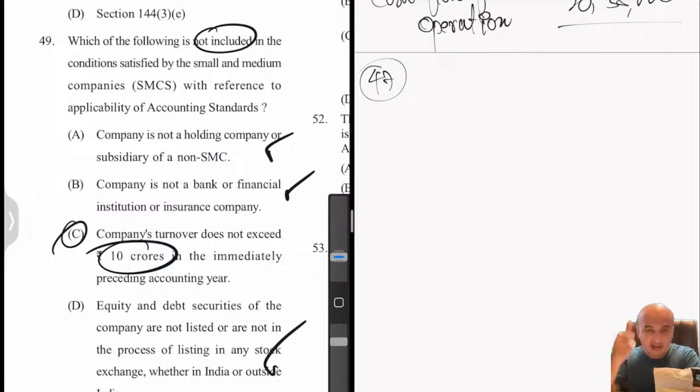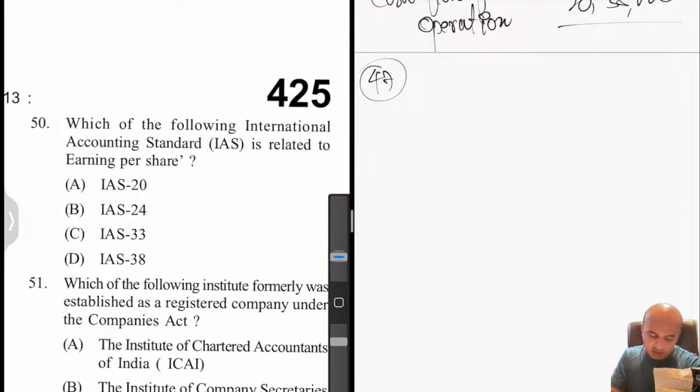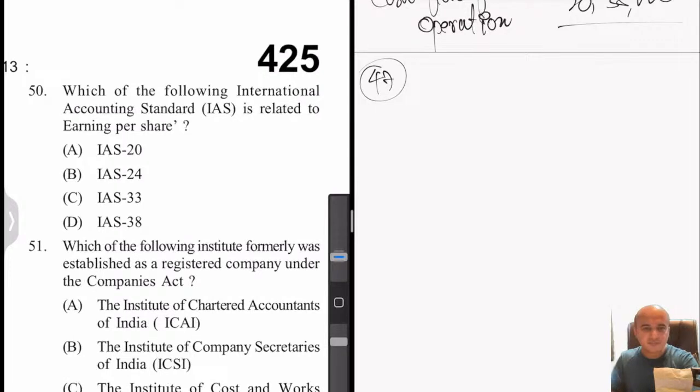So condition A, condition B and condition D are present, whereas condition C is incorrectly mentioned here. It should have been 250 crores, whereas here they have mentioned it as 10 crores, which is incorrect. So therefore option C is the right answer. I hope it makes sense. Let's move on to the next question, which is question number 50. Now, what is this about?